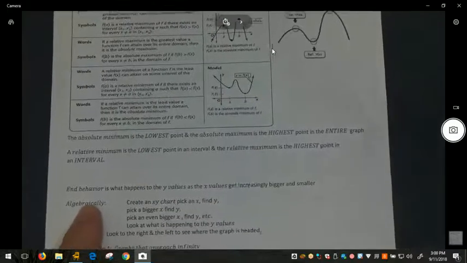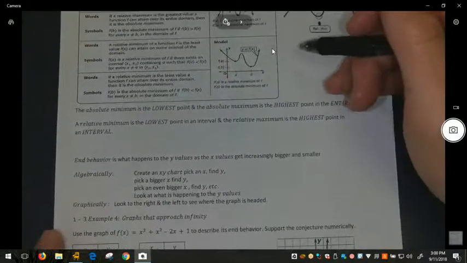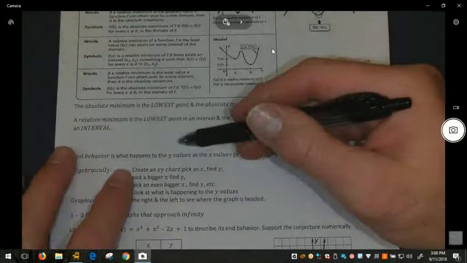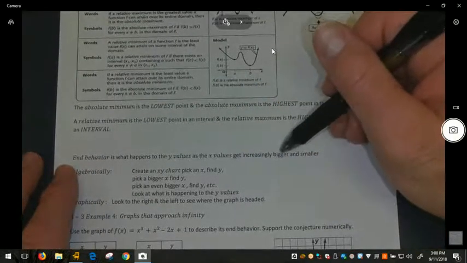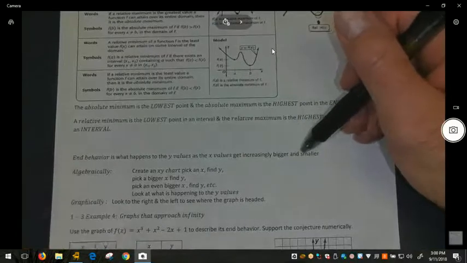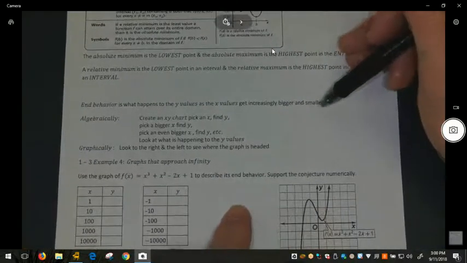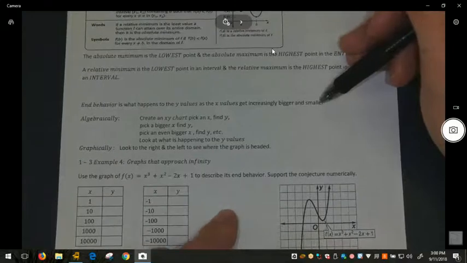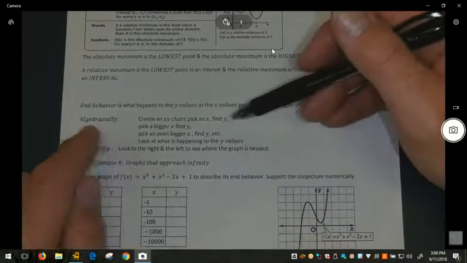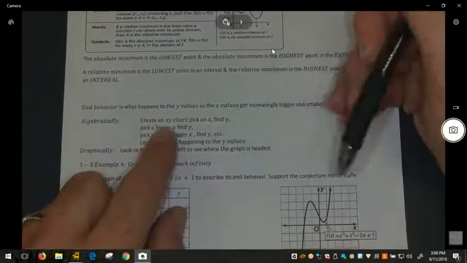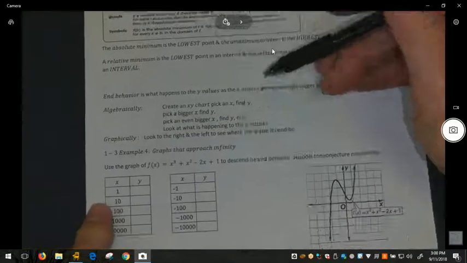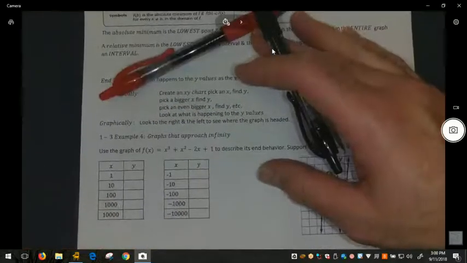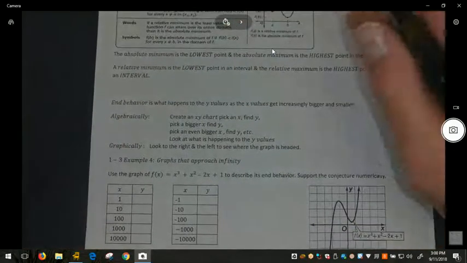End behavior is something that you studied in Algebra 2. It's what happens to the y value as x increases infinitely, as it gets bigger and bigger, or as it decreases infinitely, as it gets smaller and smaller in a more negative direction. So we get more and more negative. Algebraically, we will create an xy chart, pick some larger values of x as you did in your exploration. So we're going to look at that in this one example.